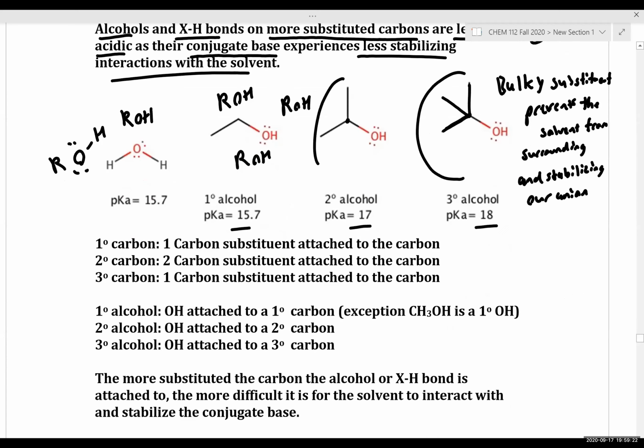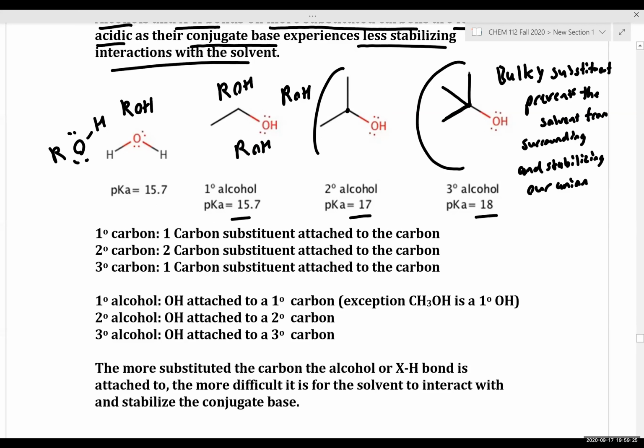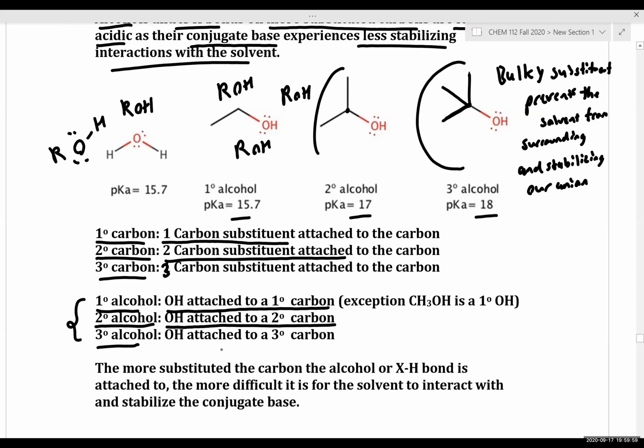So just to get you used to the primary, secondary, and tertiary notation, a primary carbon has one carbon substituent attached. A secondary carbon has two carbon substituents attached. A tertiary carbon has three carbon substituents attached. And we call our alcohols primary, secondary, or tertiary. A primary alcohol has an alcohol attached to a primary carbon. A secondary alcohol has our alcohol attached to a secondary carbon. A tertiary alcohol, our alcohol is attached to a tertiary carbon.